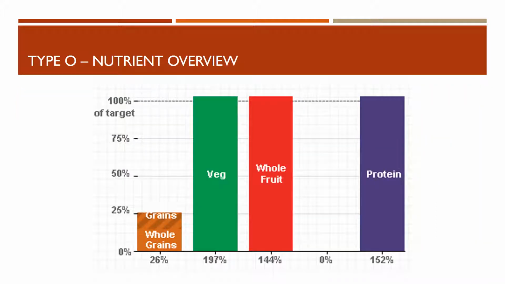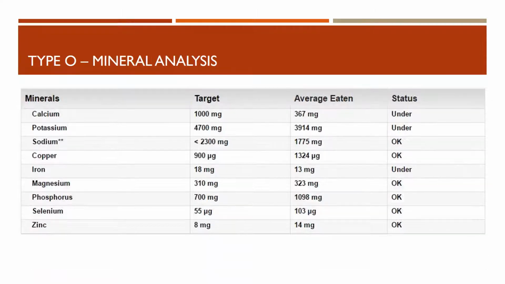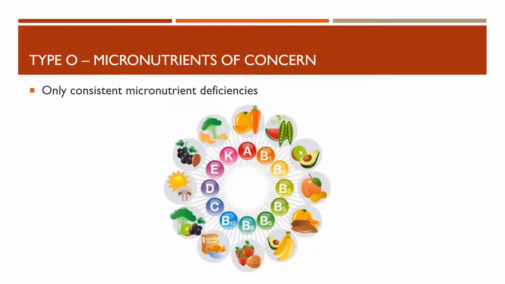So here's the food group analysis of the type O diet. It does pretty well on vegetables, fruit, and protein, but we see that the grains group is just at 25%, and there is no dairy represented in this diet. So looking at the vitamins in this diet, we see that vitamin D and vitamin E are low, as is calcium, potassium, and iron. And the micronutrient deficiencies of type O are included in the consistent micronutrient deficiencies of this entire diet, so we will talk about those next.